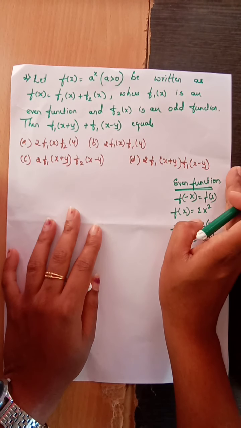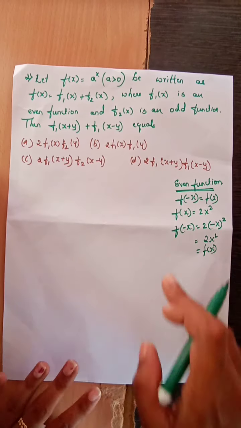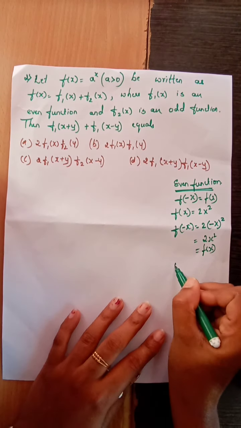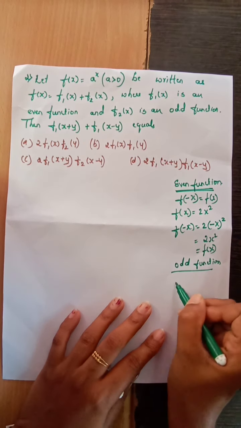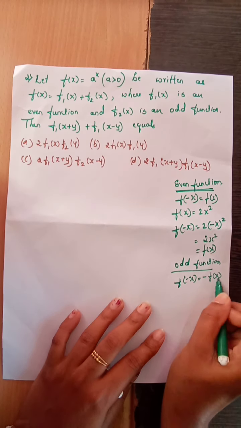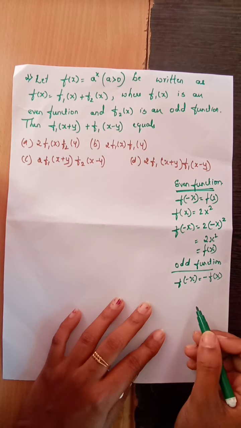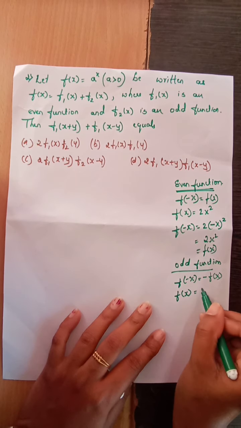So even after replacing x by minus x, if the function is equal to the given function, that is f of x itself, then such functions are called even functions. That is, the negative sign doesn't change the function. Now what do you mean by odd function then? Odd function, again the same definition, f of minus x will be minus of f of x. So if you replace x by minus x, you'll get f of minus x is equal to minus f of x. For example, suppose f of x is equal to 2x.